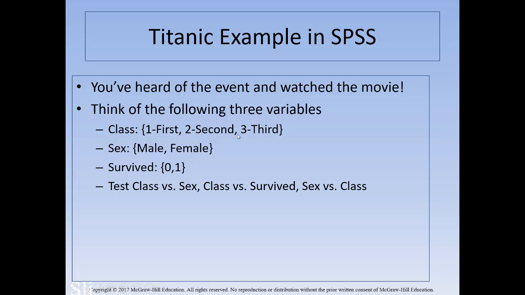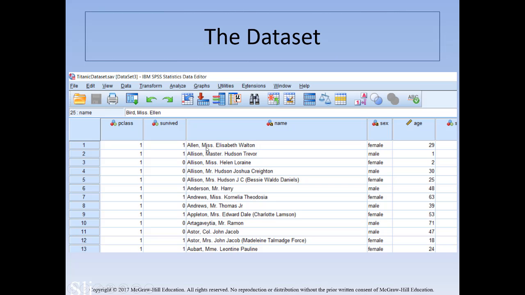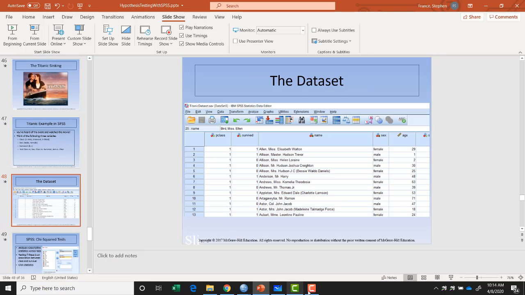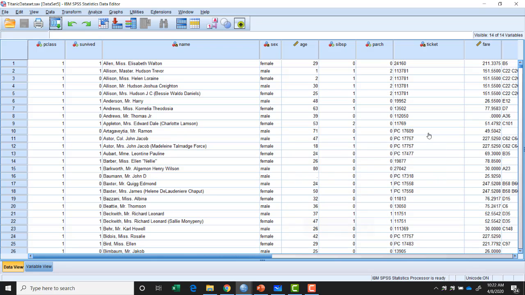We have the class of the passenger, whether they're male or female, and whether they survived. What we're going to do is see whether there's an association between the class and whether they survived, and also the association between gender and whether or not they survived. So we actually have the data set, and at this stage I'm going to go over to SPSS.